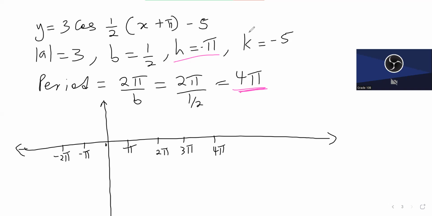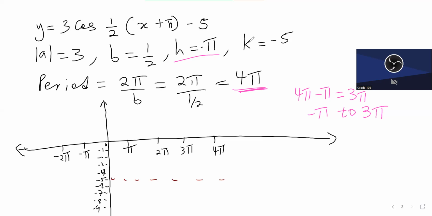So therefore, our graph will be between 4 pi minus pi, so 3 pi. So our graph will be between negative pi to 3 pi, which is the same as 4 pi. Okay. All right. And to -1, -2, -3, -4, -5. Because the magnitude is 3. -6, -7, -8, -9. Okay, so now what it means is that we have to shift downwards 5 times, from 0 to -5. So this becomes our new 0 point.